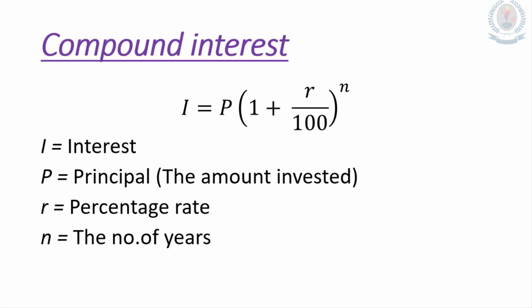The equation is I equals P, bracket 1 plus R over 100, bracket again, to the power n. You can see that equation here. Then by using these letters, you can see what things they represent. I is interest, P is principal. Principal means the amount invested. R is the percentage rate, n is the number of years.